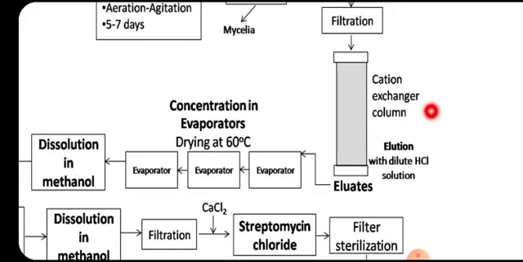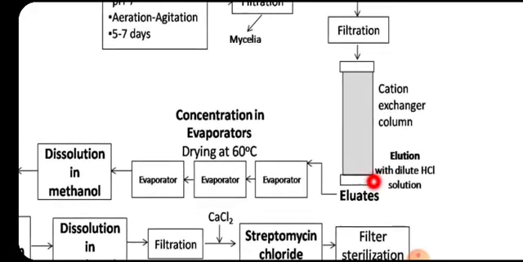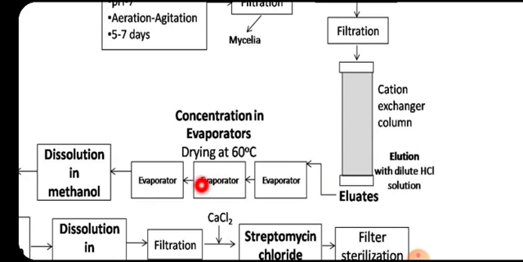Many of the industries make use of ion exchange resins. So there is use of a cation exchanger column. This use of ion exchange column chromatography we have learned in the last semester under the topic of downstream processing. Here a cation exchanger column is used for the separation of streptomycin. Elution with HCl is done, and the eluates will then go to the evaporator.